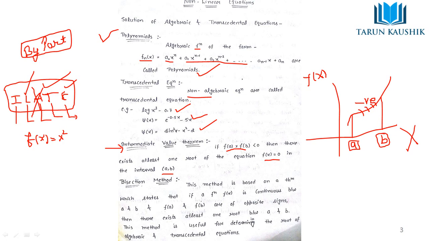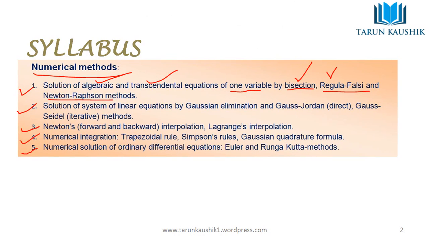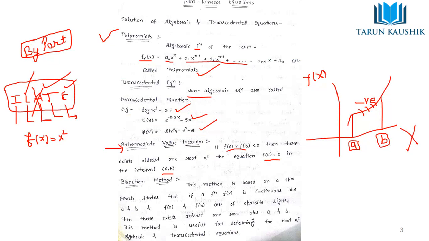In the syllabus, as you can see on the last page, we have the bisection method. So we will be studying how a question can be solved using the bisection method. This method is based on the theorem which states that if a function f of x is continuous between a and b, and the values f of a and f of b are of opposite sign.